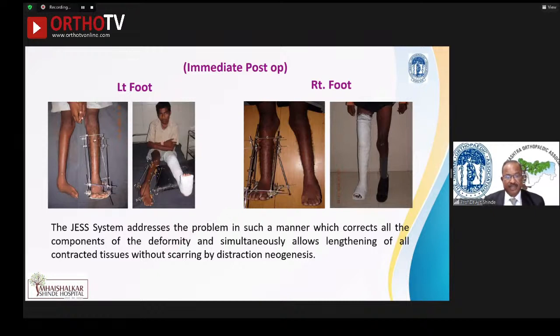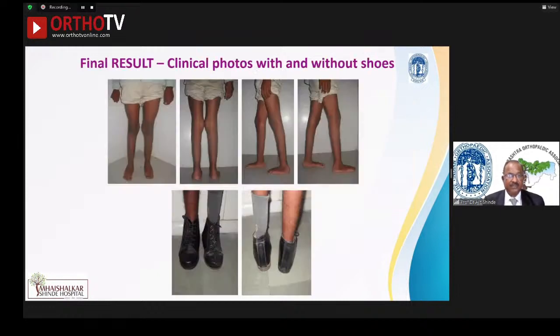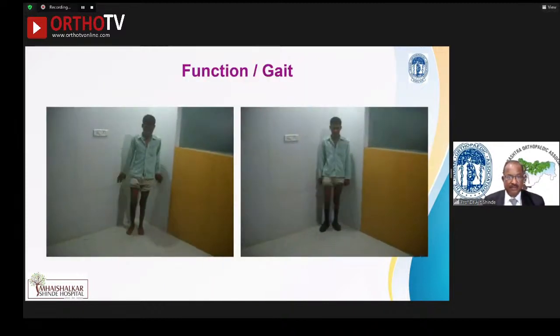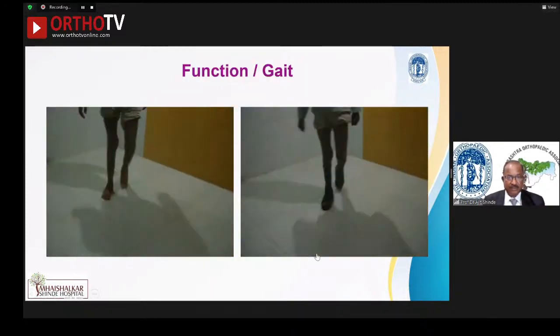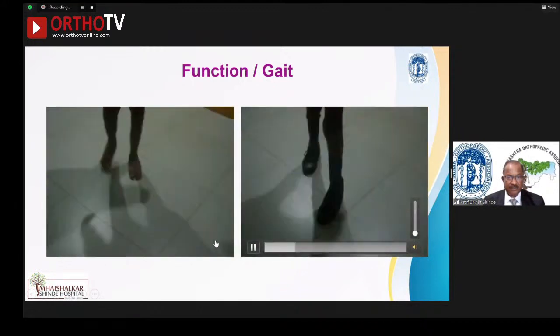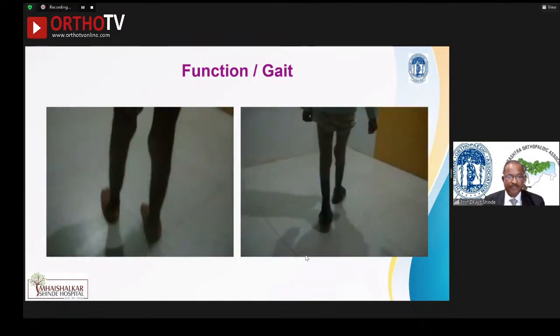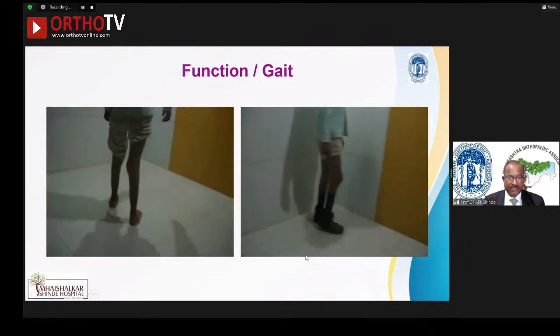The JES system addresses the problem in such a manner that it corrects all the components of the deformity and simultaneously allows lengthening of all contracted tissues without scarring by distraction osteogenesis. This is his final clinical photograph with and without shoes. This is his gait with shoes and without shoes.